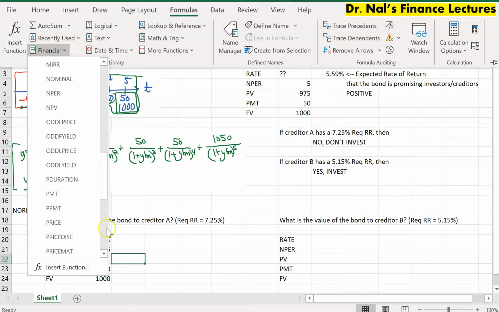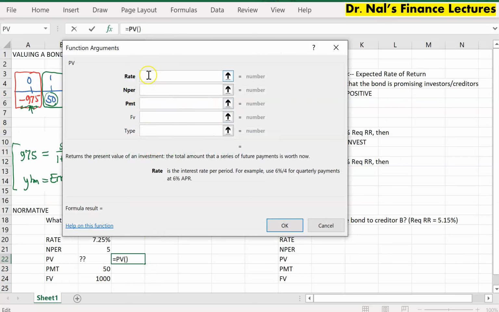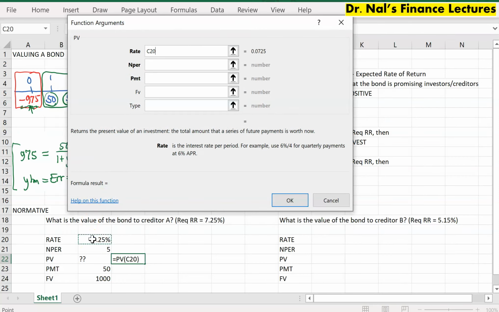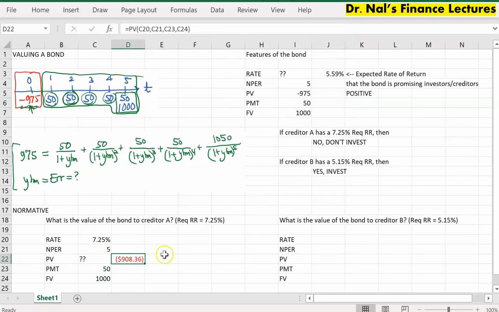So under the financial formulas, we scroll down until we find the formula for present value. The rate is the required rate of return. Let me scroll this up. There you go, this number. The number of periods didn't change, it's 5. The payment is 50, and the future value of the bond is $1,000. So when we press enter, okay, that's it. $908 is the maximum price that creditor A is willing to pay to purchase the bond.